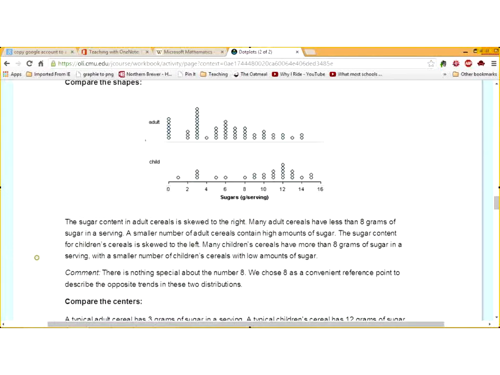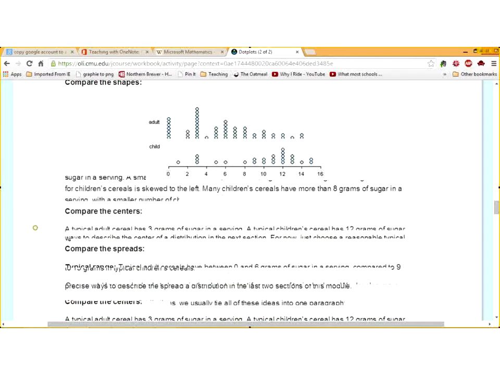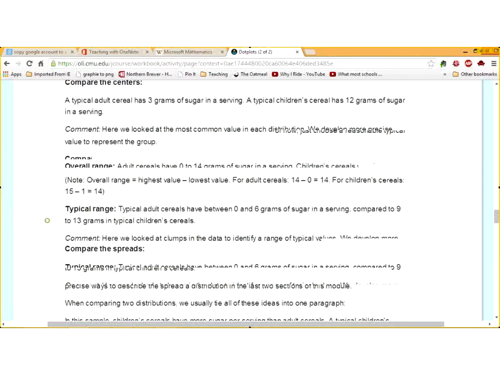And then the spread, their spreads are pretty similar. The adults goes from 0 to 14, and the children's goes from 1 to 15. So they both have an overall range of 14 from lowest to highest. For the adults, the typical values tend to go from, say, maybe 0 to 8. And for the children, it's kind of 8 to 15. So also the typical range of values, those are pretty similar. And then so they have an overall range.